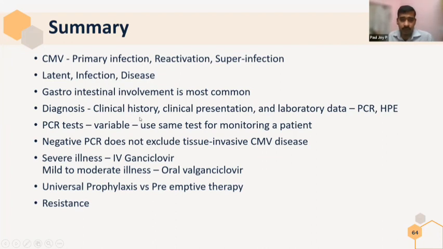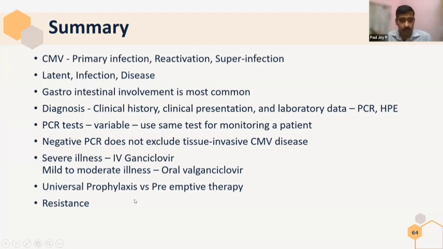Diagnosis is based on clinical history, clinical presentation, laboratory data, predominantly PCR, and histopathological examination. PCR tests are widely variable, so the same test in the same laboratory and with either blood or plasma should be used for monitoring the patient. Negative PCR does not exclude tissue-invasive CMV disease. In severe illnesses, start treatment with IV ganciclovir. In mild to moderate illness, can treat with oral ganciclovir.